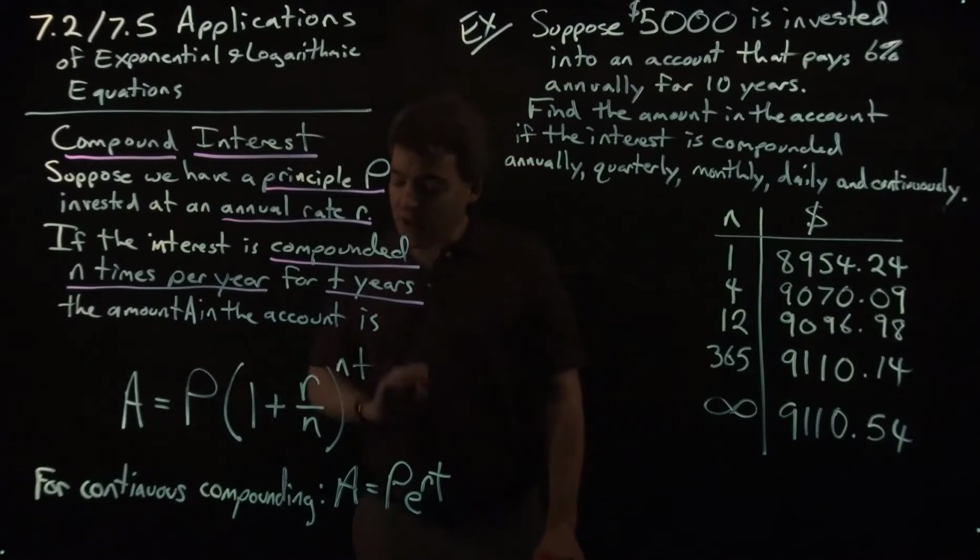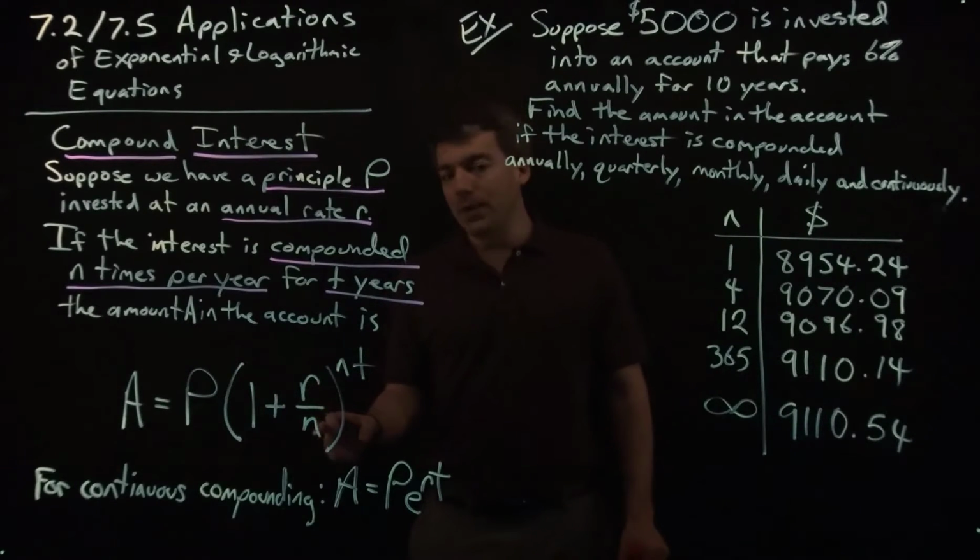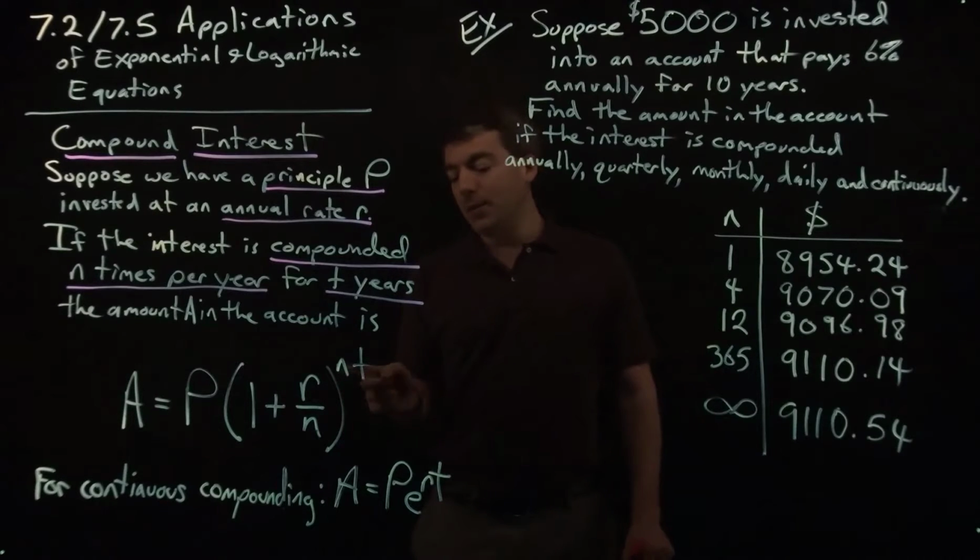So you can see that this is an exponential function with a base of 1 plus the rate over the number of times compounded, raised to the number of times compounded times the number of years.